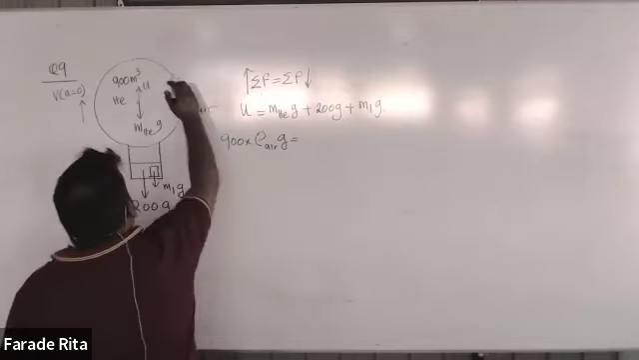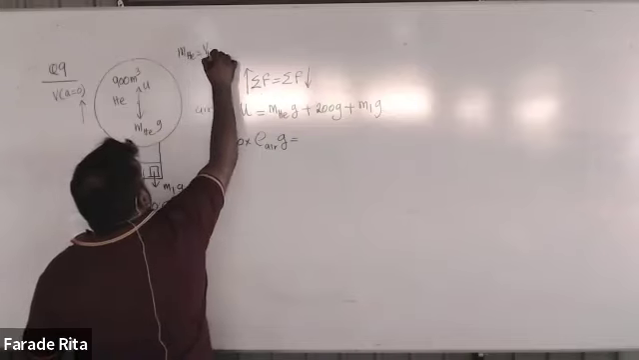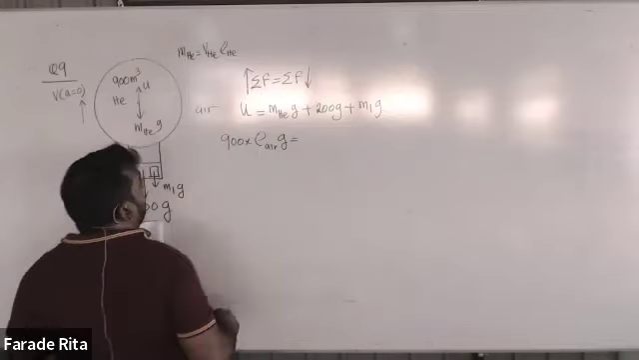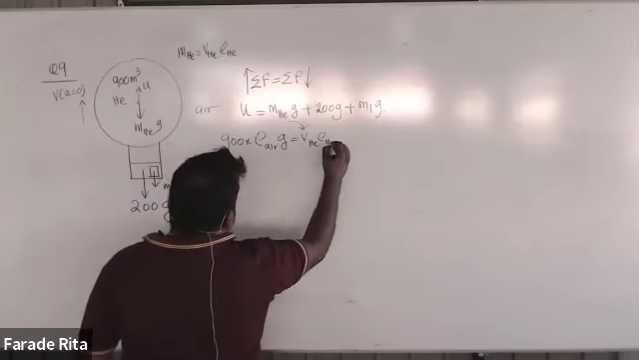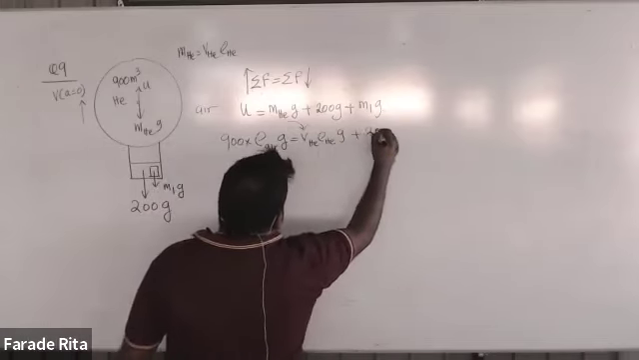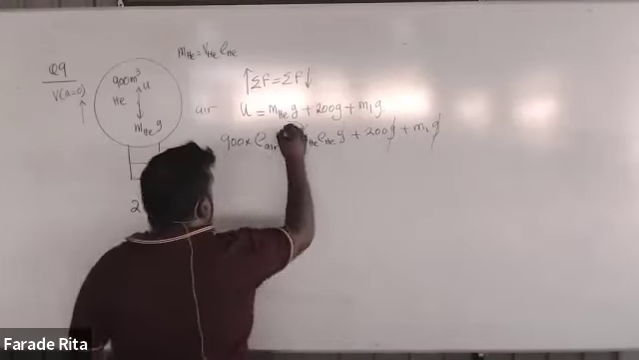Mass of helium is volume of helium. If you want, write on the side. Mass of helium is volume of helium into density of helium. 200 g plus M1 g. All the g cancel off.